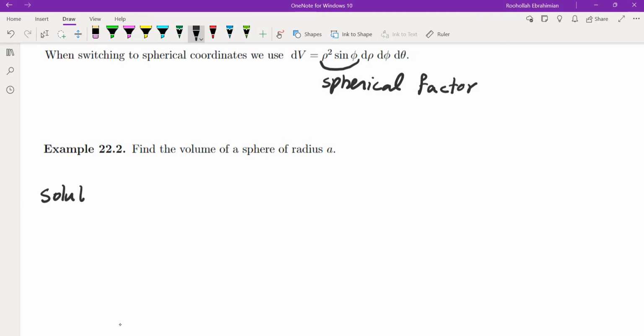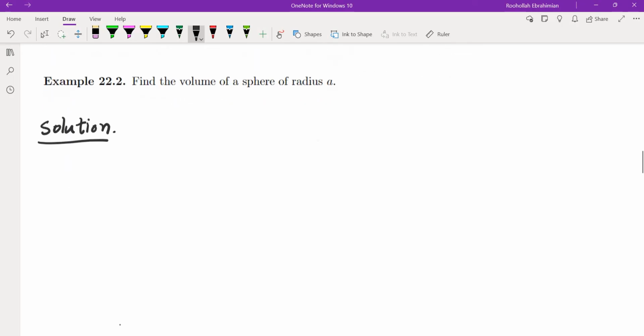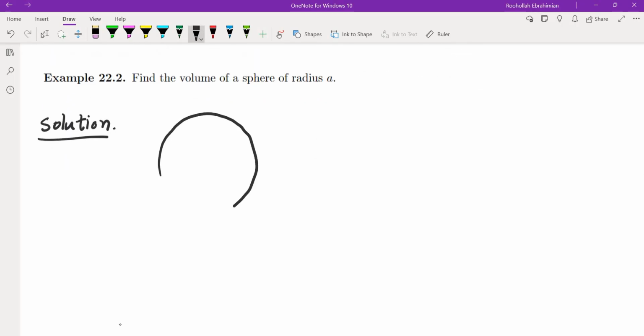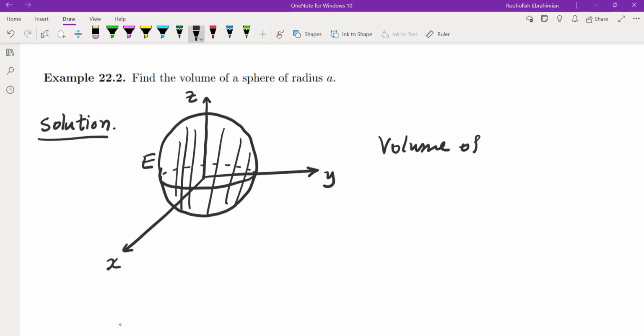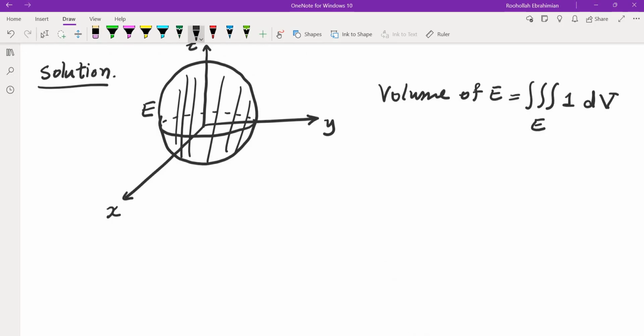Okay, so let's go over an example. Find the volume of a sphere of radius a. So we look at the sphere of radius a. We center the sphere at the origin, and we are going to set up the triple integral, turn it into spherical coordinates, and then we will evaluate. So if you call this sphere E, then the volume of E is going to be the triple integral over E of 1 dV. Then we'll switch to spherical.